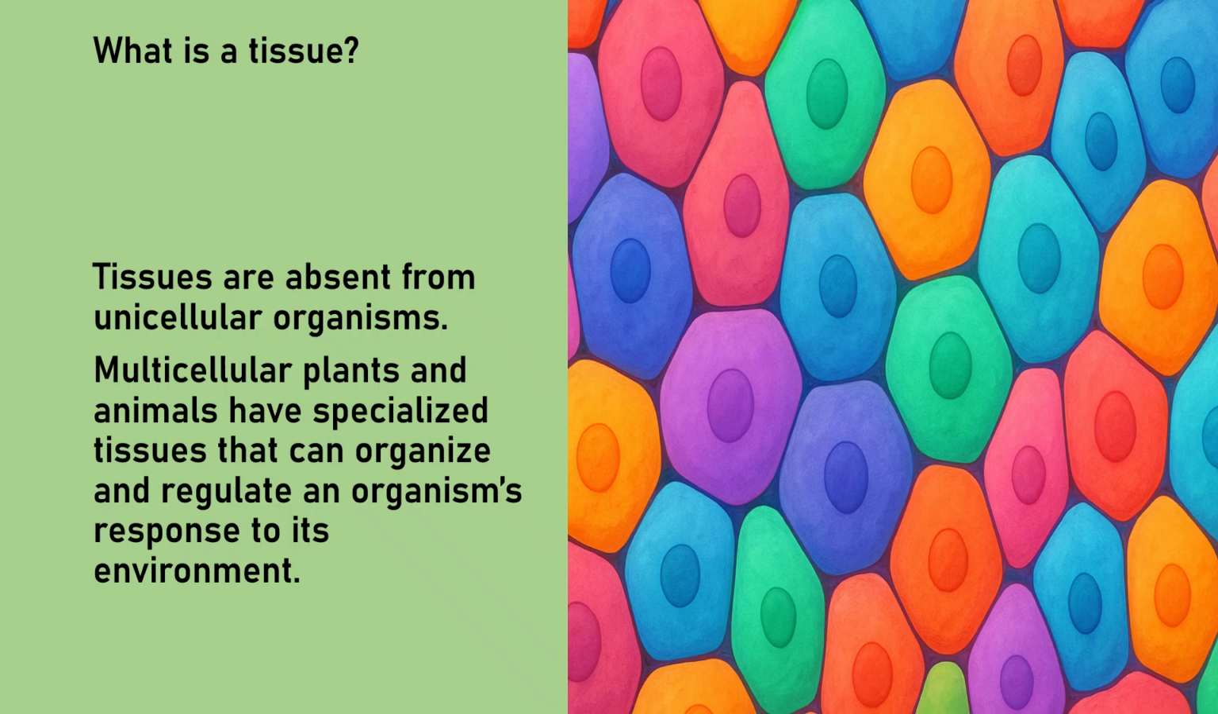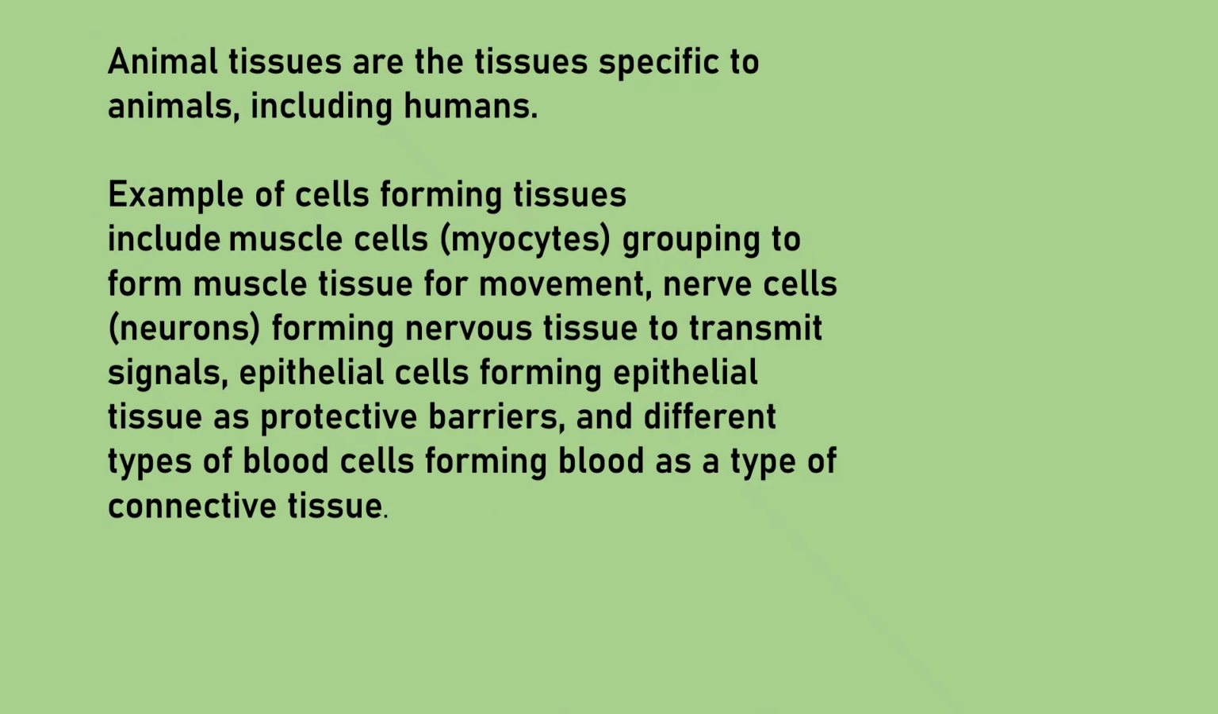Now, what is a tissue? Tissue is a group of cells which perform a specific function together, and the cells are structurally and functionally the same, as discussed in the previous slide. Now, tissues are absent from unicellular organisms. Only multicellular plants and animals have specialized tissues that can organize and regulate an organism's response to its environment. Animal tissues are the tissues which are specific to animals, including humans.